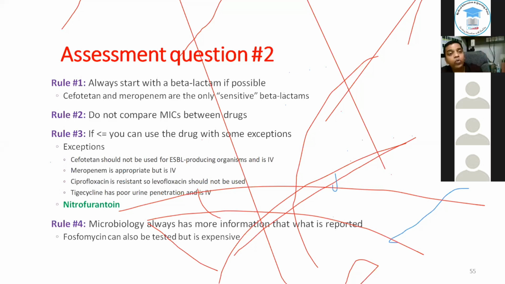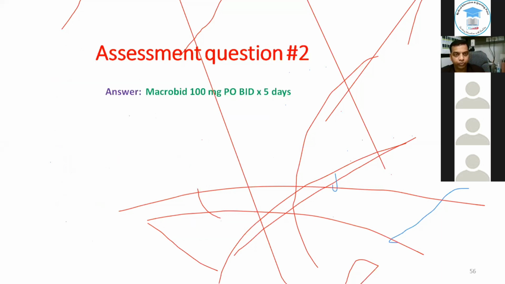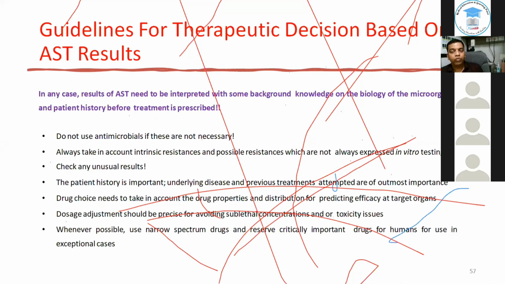So this is how the antibiotics should be selected for a particular case, considering the different factors from the culture sensitivity report. Now, what should be the guidelines for therapeutic decisions based on AST results? In any case, the results of AST, that is, antimicrobial susceptibility testing, need to be interpreted with some background knowledge on the biology of the organisms. Most organisms are intrinsically or naturally resistant to some antibiotics. For example, enterococci.